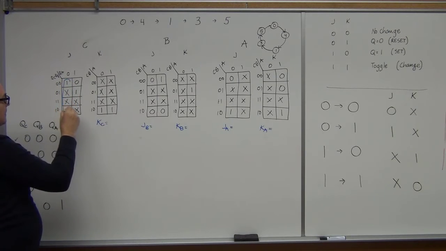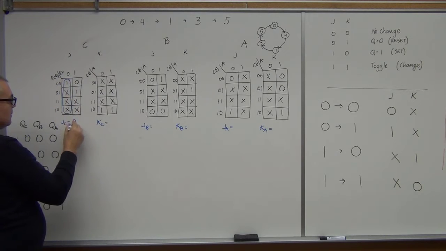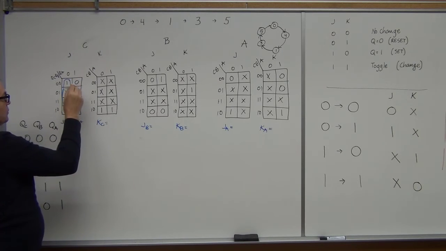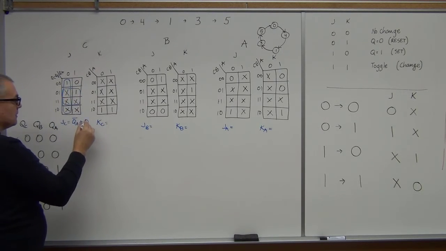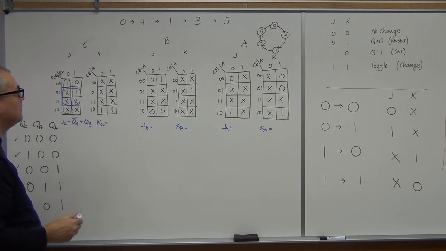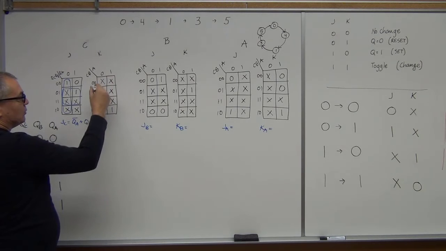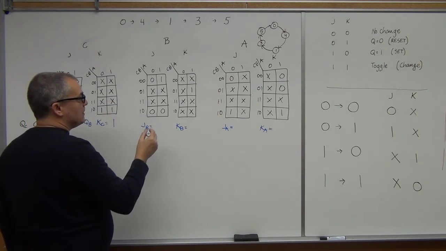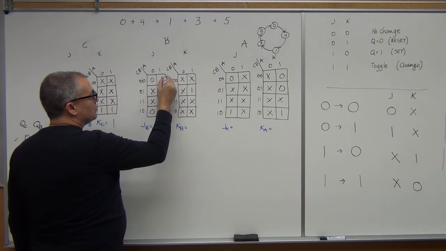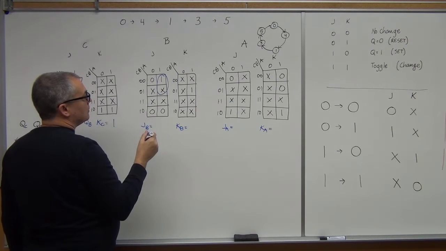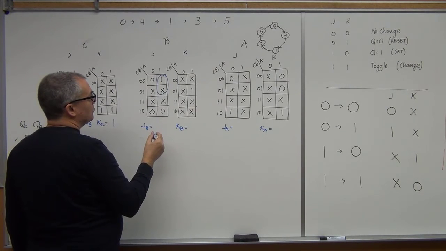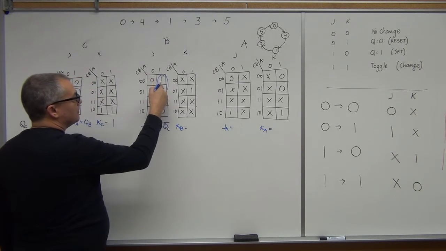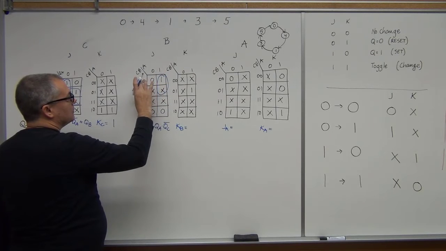I'm going to have this here, which is QA naught, or this here, which is going to be QB. KC, I can actually make a loop of 8 here, so this is just going to be 1. JB, all I can do here is a loop of 2. So this is going to be QA and QC naught, I believe. QA and QC naught, correct.